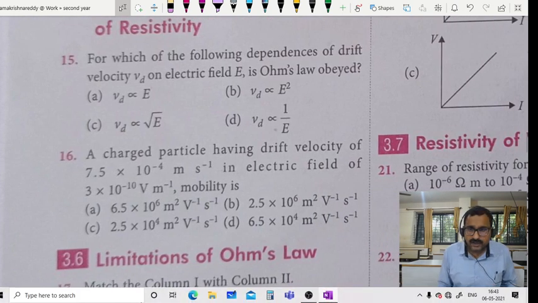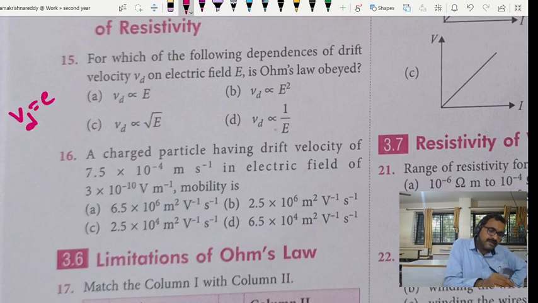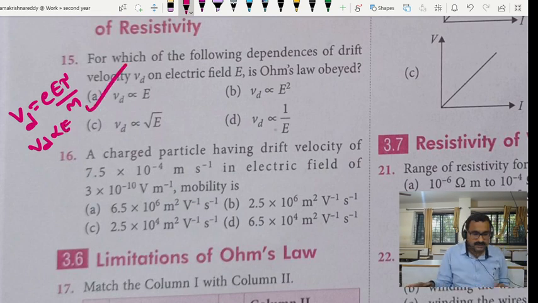Which of the following depends on the drift velocity Vd on the electric field E? Is Ohm's law obeyed? They are asking that. So see the question what they have given, clearly all of you. Drift velocity Vd on the electric field E. What is the relation? Vd directly proportional to E. So already we got the drift velocity relation. Vd is equal to E tau divided by m only. Vd directly proportional to E only. First option. These are direct questions.